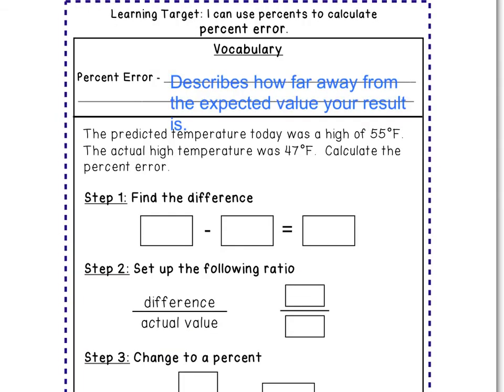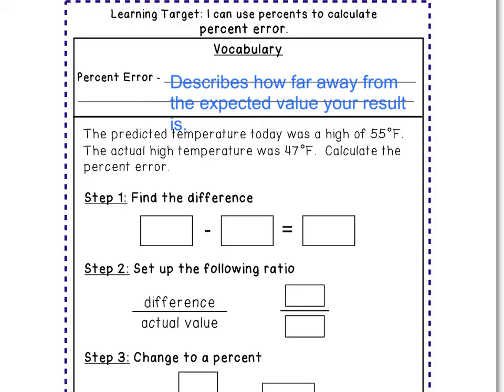The second half of this video is talking about percent error and how we use percents to help calculate those. First of all, we need to know what a percent error is. A percent error describes how far away from the expected value your result is. It's kind of like a bet. If you bet something, you want to know how close you're going to be or how close you actually were to what you thought was going to happen.